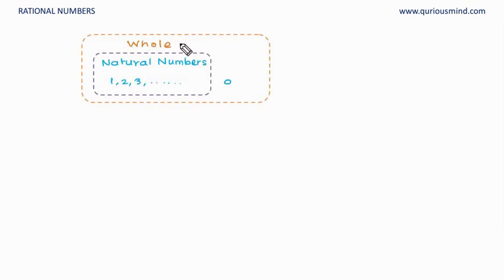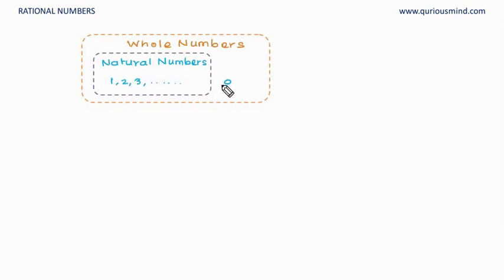We know we started our numbering system with natural numbers, and they consisted of numbers from 1, 2, 3, and so on, going indefinitely towards the right side. Now after that we added a 0 to the natural numbers and that gave us another numbering system called whole numbers. So whole numbers consisted of all the natural numbers and a 0.